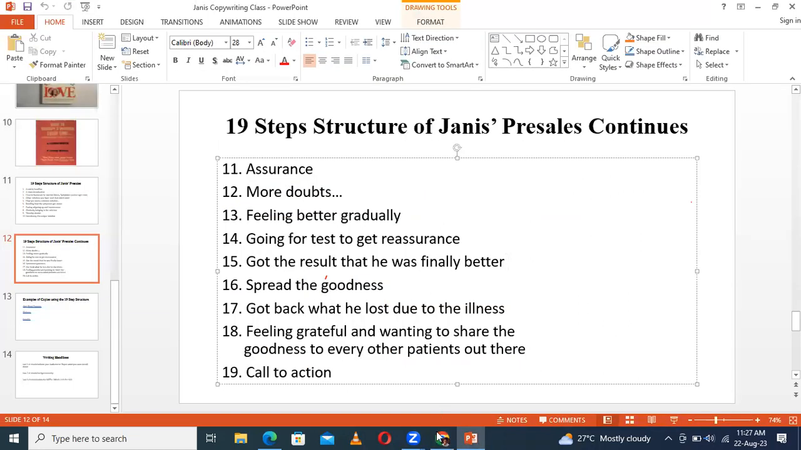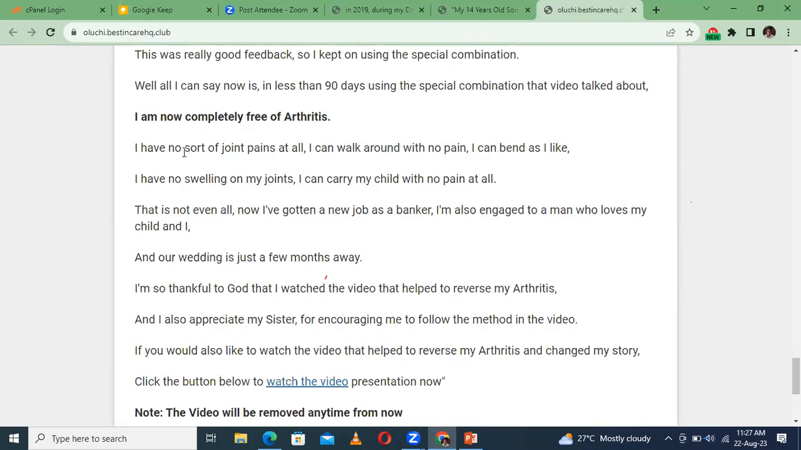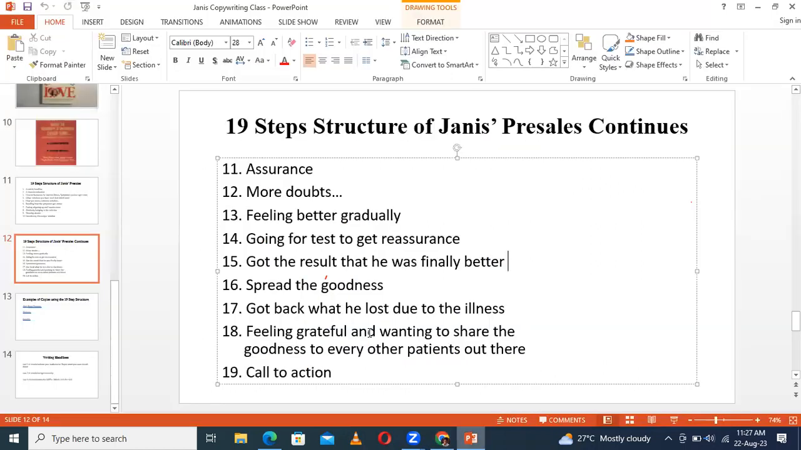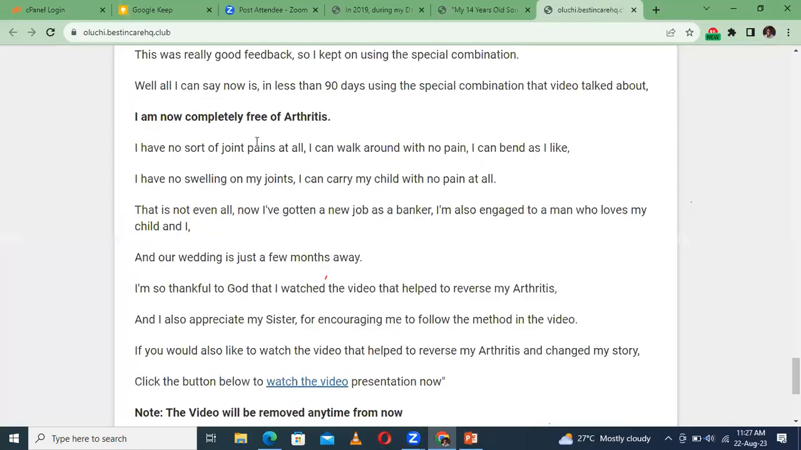Spread the goodness. So I have no sort of joint pain. Now I skipped that part. What did I do? I went directly to got back what she lost due to the illness. So I have no sort of joint pain at all. I can walk around with no pain. I can bend as I like. I have no swelling on my joints. I can carry my child with no pain at all.